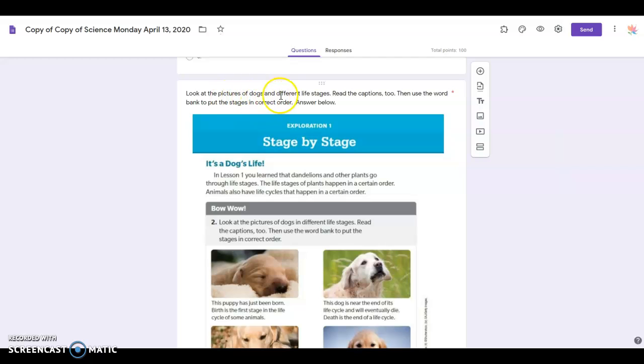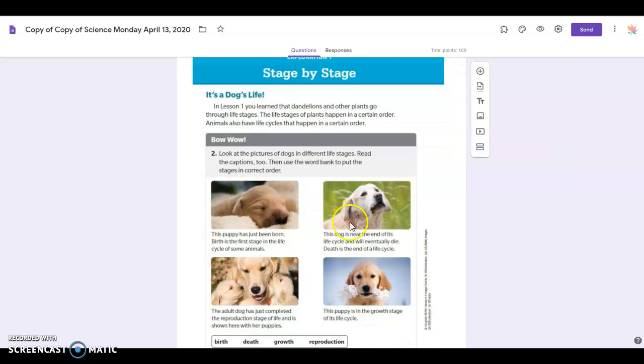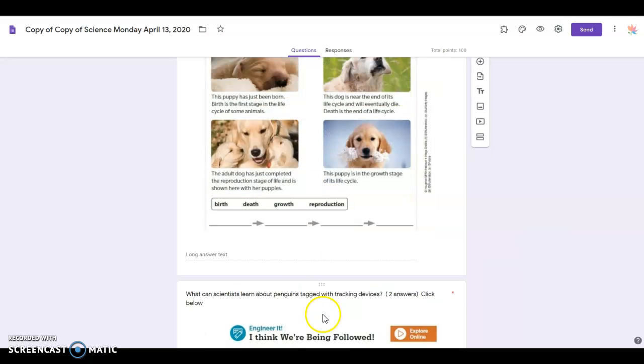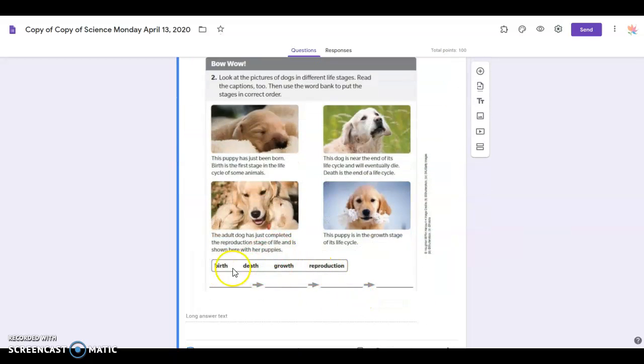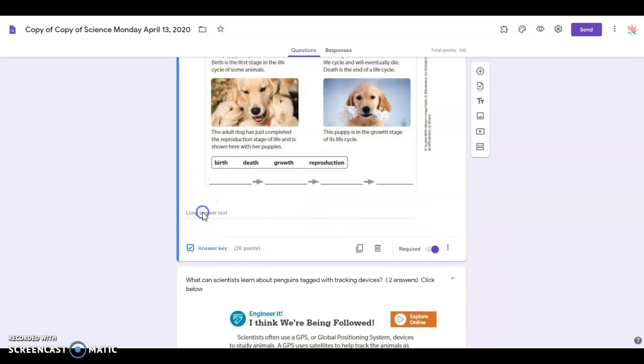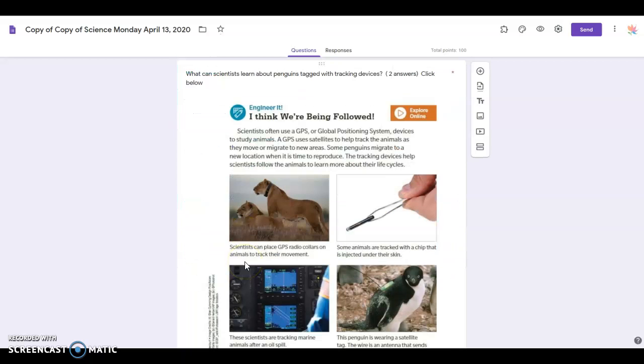It says, look at the pictures of dogs in different life stages. Read the captions too. Then use the word bank to put the stages in order. Answer below. Stage by stage. You're going to have to read through it, boys and girls. Look at the photographs, read the captions, and then right here, you're going to tell me the stages in the correct order. So you're going to have to put these words right here. This is your word box in the correct order right here. And then all you would have to do is just type it in there. Okay? And then you would go to the next page.